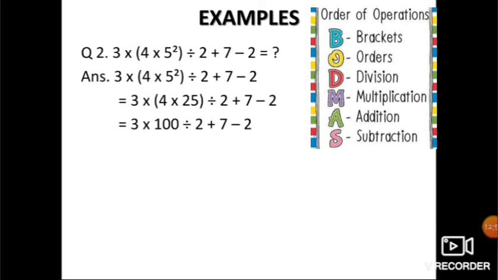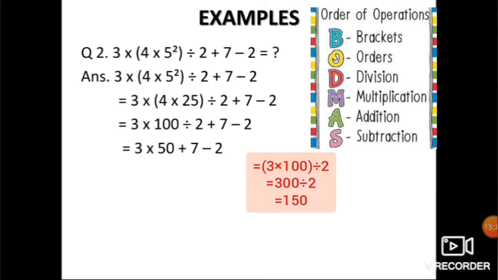Then the next operation which we can do is multiplication and division. We can do it simultaneously as well. If multiplication and division come next to each other, we can resolve them together. Same case in addition and subtraction. So you can either multiply 3 into 100 and then divide it by 2, or you can divide the 100 by 2 and then multiply by 3, whichever is easier for you.